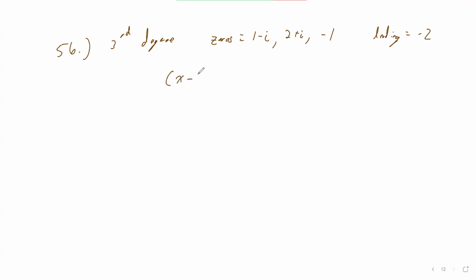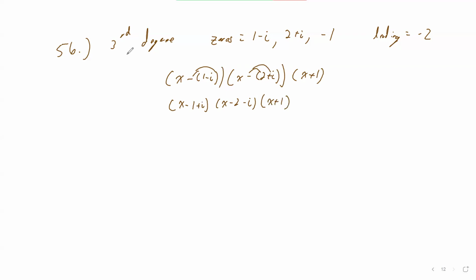So again, this is the same concept. So this would be x minus 1 minus i. This happens to be a little bit more going on there. x minus 2 plus i, and then x plus 1. Simply can just change that sign. I'm going to simplify this a little bit. So I'm going to say x minus 1 plus i, x minus 2 minus i. All I do is distribute that negative, and then I have x plus 1. I have my cubic that I was looking for, so I'm just going to work it out.